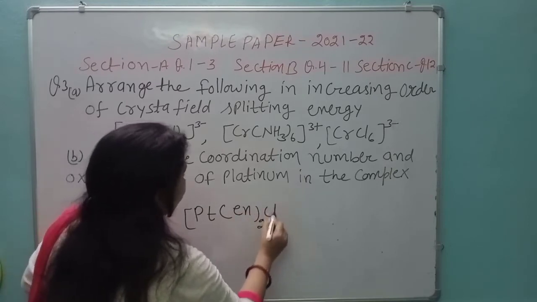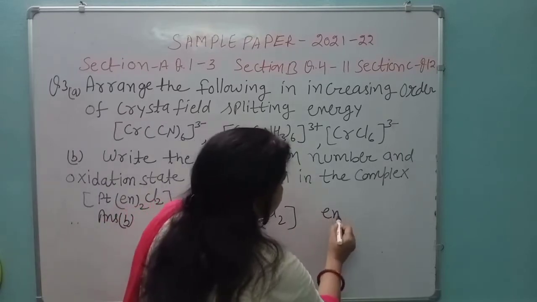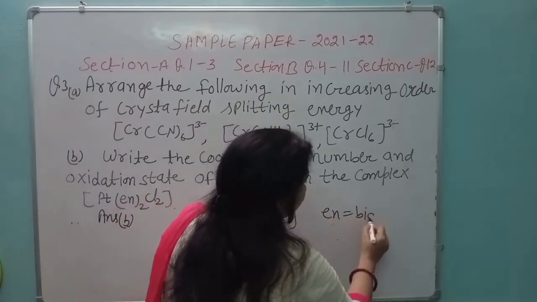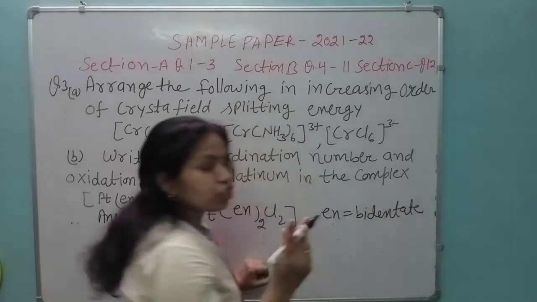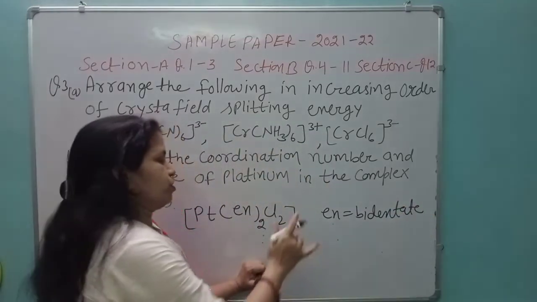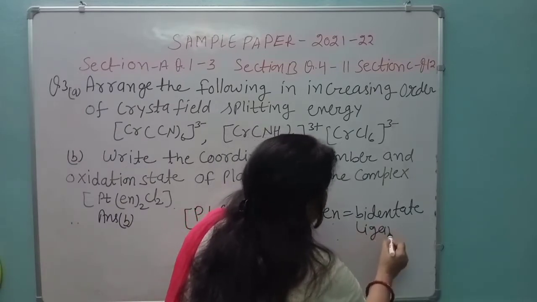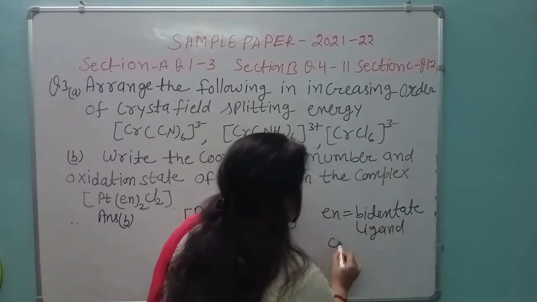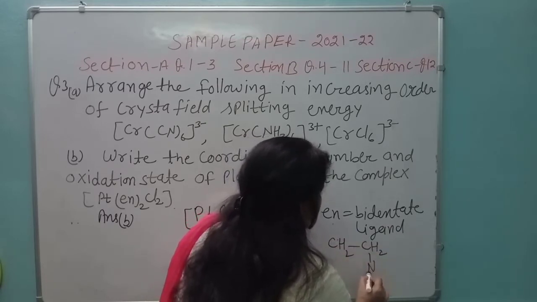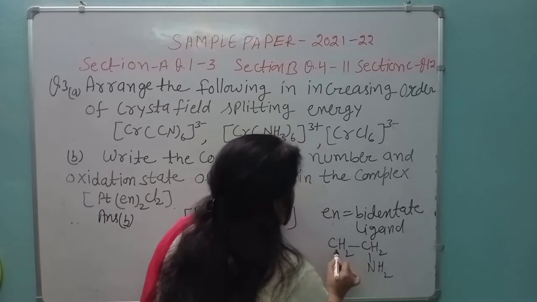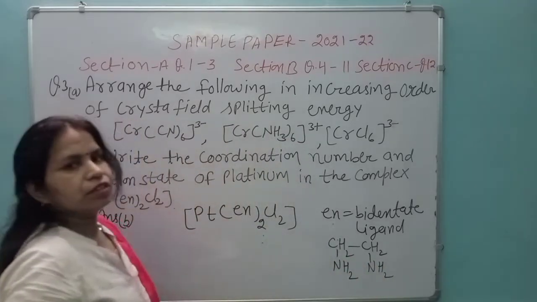What is the meaning of en? Ethylene diamine. En is the bidentate ligand. Bidentate means there are two sites for bond formation. Do you know the formula? CH2 CH2 NH2, 1,2-diaminoethane. This is it.